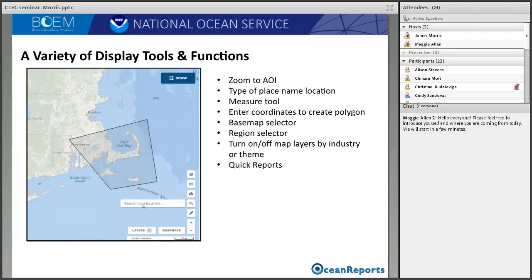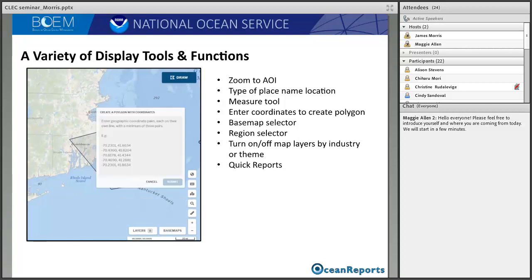We also have the quick reports for the regions, and then there's a variety of display tools and functions here. You can zoom in and out to your area of interest that you've drawn. You can type in a place, and it'll take you to a specific location. Let's say you wanted to go to Boston, or Monterey, California, places that are named on the maps. It'll take you there specifically. You can use the measure tool to make measurements. You can enter coordinates to create a polygon of any size anywhere if you know the GPS coordinates. You can change the base map. You can select a region. You can turn on and off map layers within the map, and you can get a quick report.